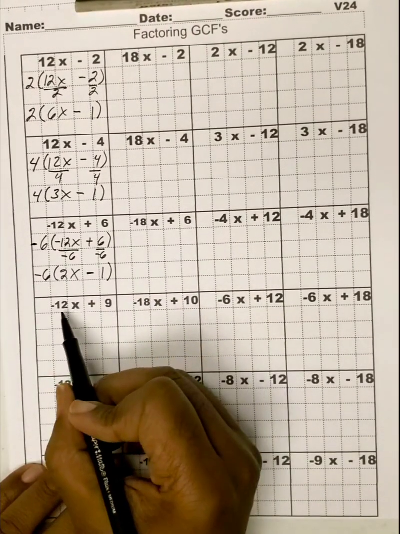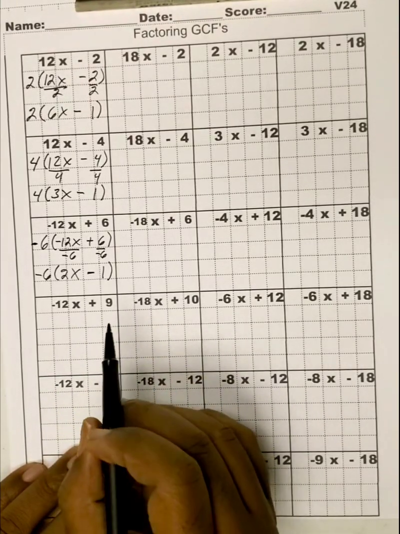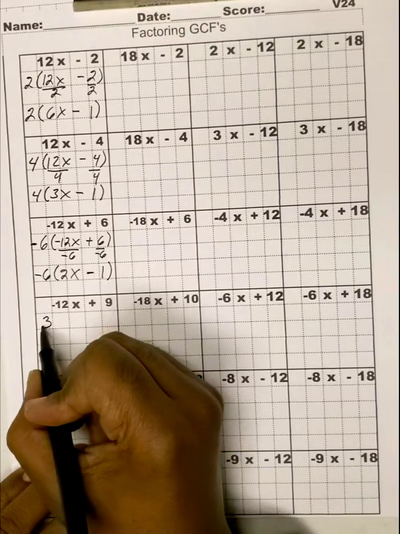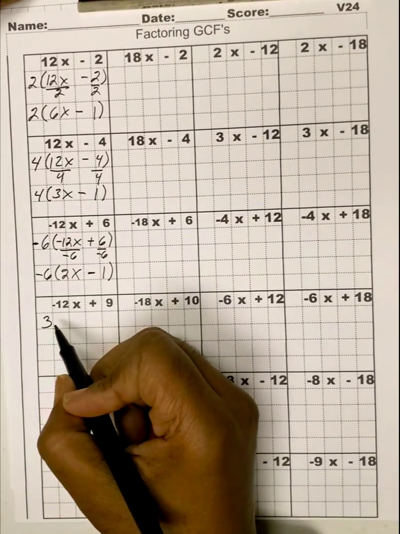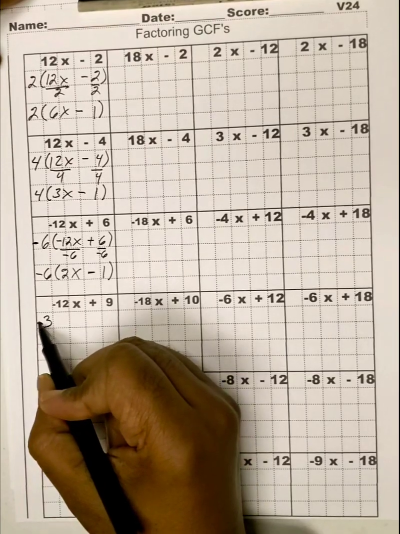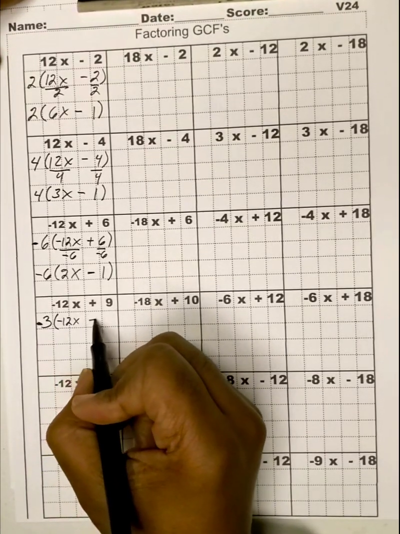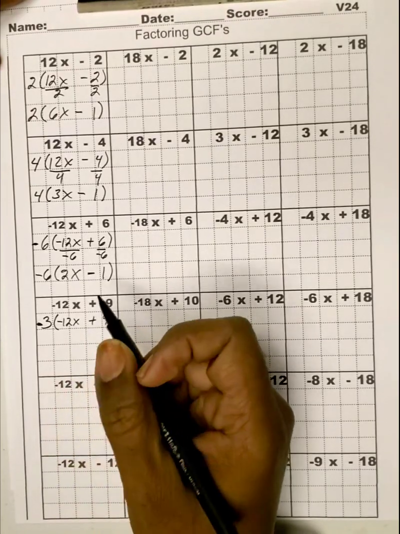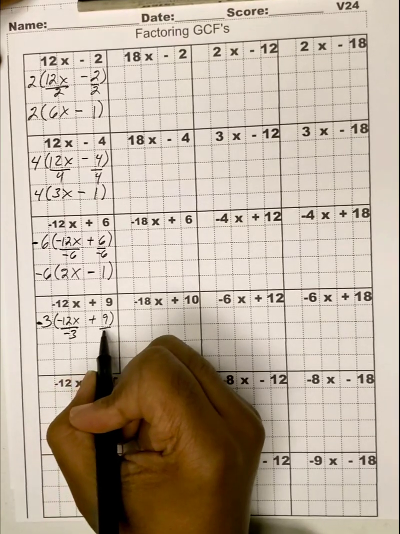Next, we have a 12 and a 9. Both of these can be divided by 3. That's our greatest common factor. So we have 3 here. Since it leads with a negative, this is going to be a negative 3. So we'll put a negative 3 there. And then behind we'll put negative 12x plus 9, close parentheses. So we're going to divide each of these by negative 3.